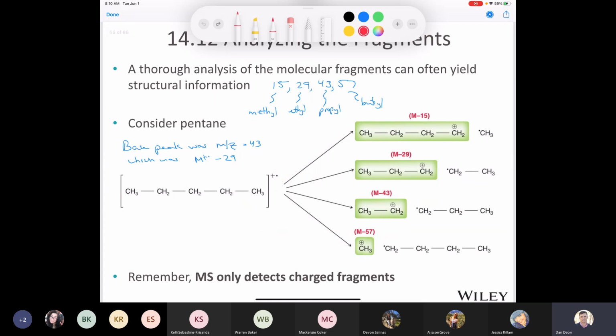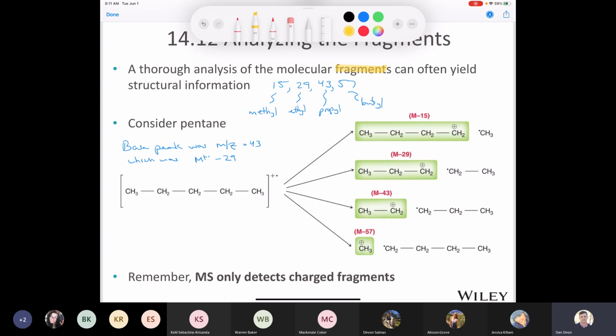And what did we say last class? We said that a radical cation is unstable, and then it's going to fall apart, or in organic chemistry speak, it's going to fragment, and it's going to break apart predictably. And I told you that's why mass spectrometry is such a powerful tool, because molecules will always break apart in a predictable fashion. And so the mass spectrum of an organic compound is like a fingerprint in a way.